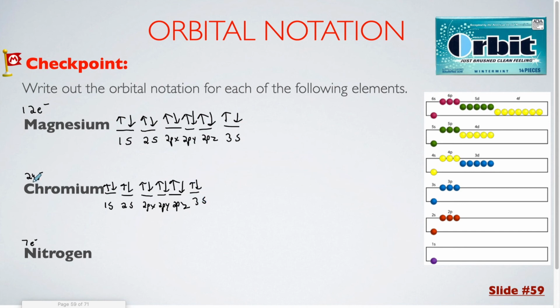And I'm going to go beyond that because I want 24. After the 3s will come 3p. So I have 3px, 3py, and 3pz. Spin up, spin up, spin up, spin down, spin down, spin down. So I still need to fill in more electrons. Next up, I'm going to fill in the 4s orbital. Spin up and then spin down. So at this point, I've used 20 electrons, and I've gotten to this point in my filling diagram.